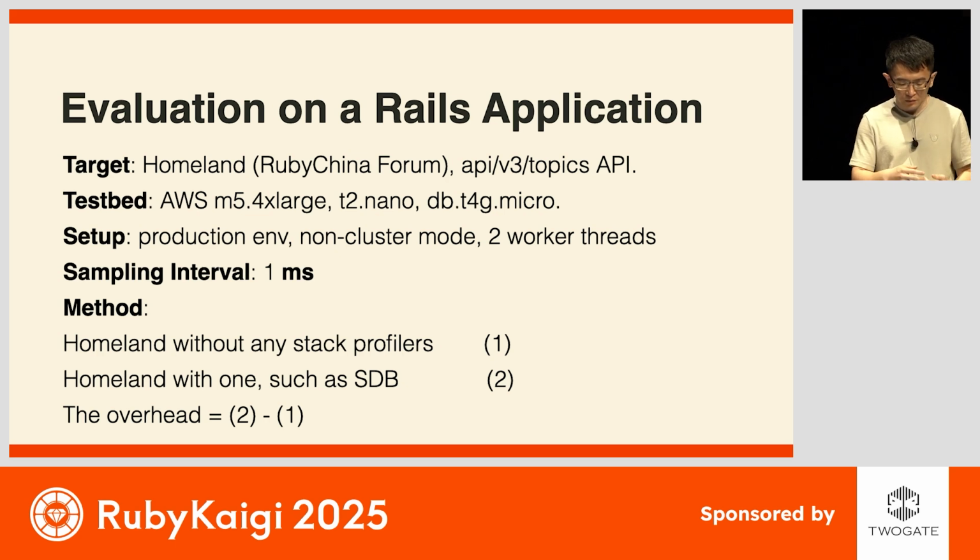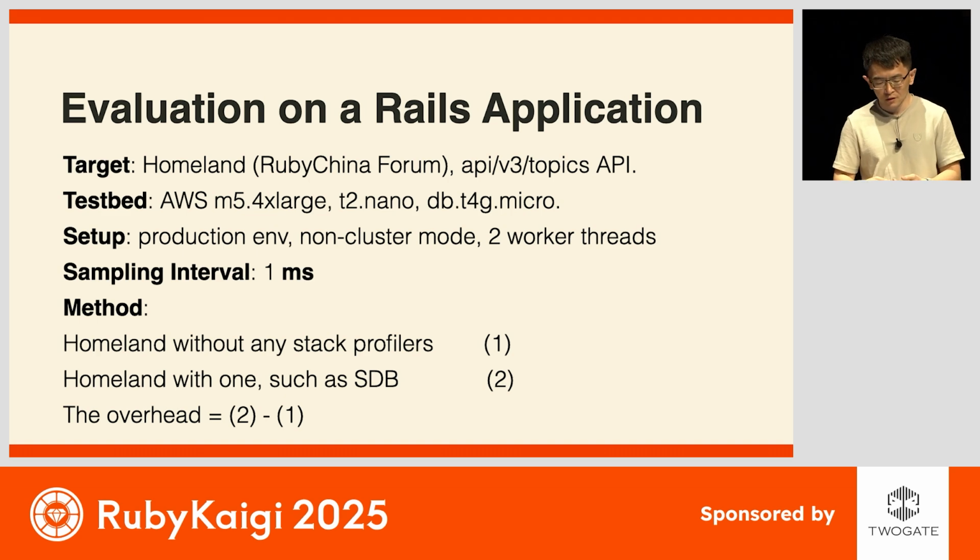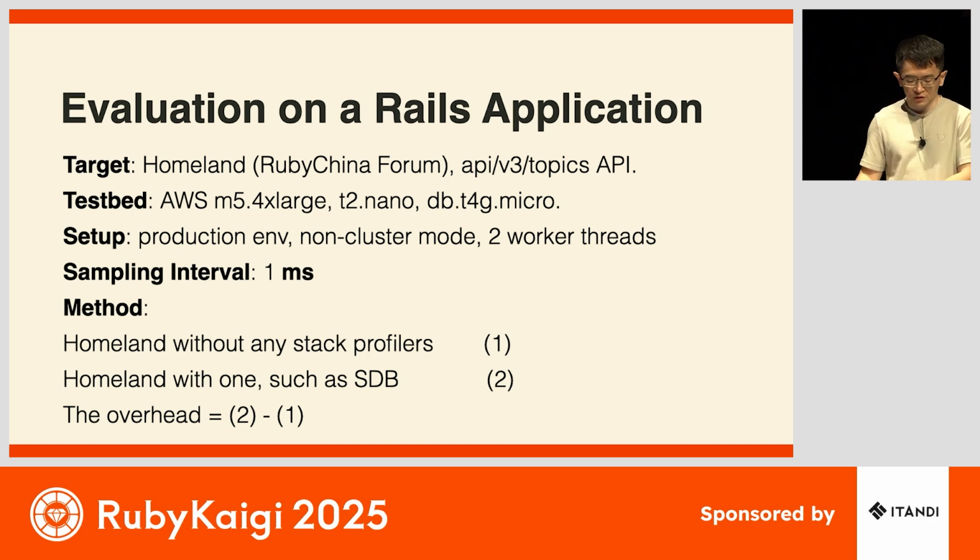After that, I did an evaluation on a Rails application, because many Ruby applications use the Rails web framework, so it represents production usage, the real use case. I picked Homeland, which is the most famous Ruby forum in China, and it's written by professional programmers. So I think this application is quite representative.